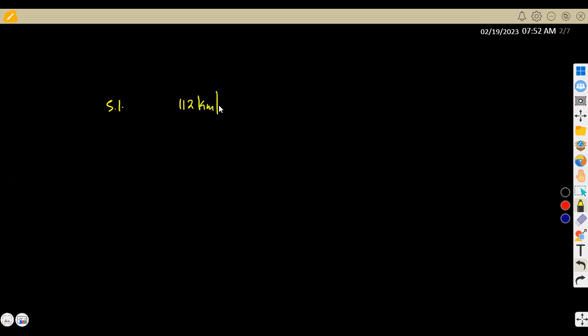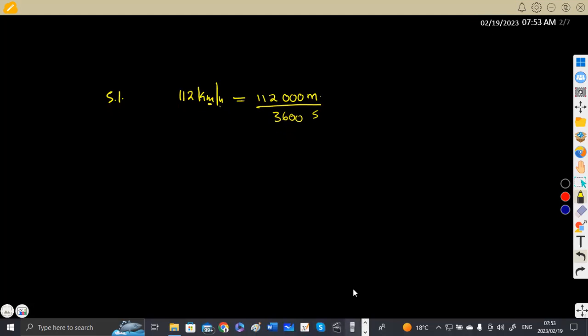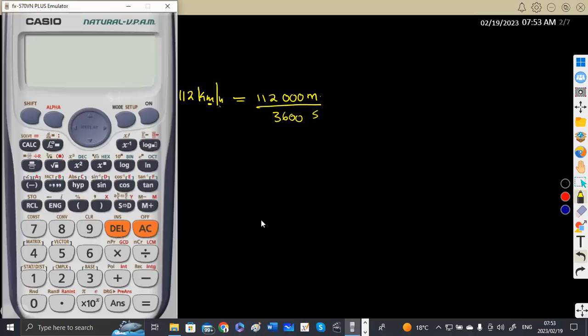112 kilometers per hour. We can simply use the conversion to meters per second. 1 kilometer, remember, is 1,000 meters, so it's going to be 112,000 meters over 1 hour in seconds, because we need meters per second. If we convert an hour to seconds, that is 3,600. I'm just going to show the screen so that we can have our calculator here.